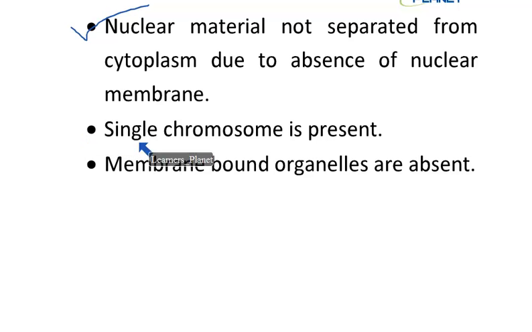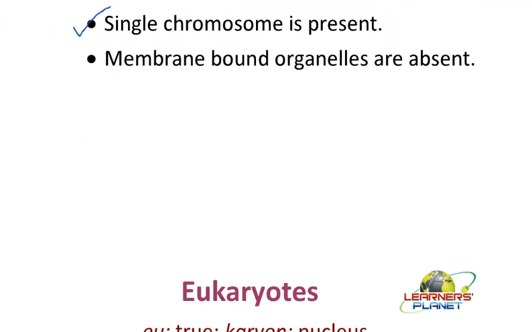Further, in the case of prokaryotic cells, only a single chromosome is present. What do you mean by a single chromosome? You must have studied that in human beings there are 46 chromosomes, or we can say 23 pairs of chromosomes. That means in the higher organisms, the number of chromosomes is always more than 1. We have just given one example here: Drosophila. It contains 4 pairs of chromosomes. There are so many different organisms in which the number of chromosomes varies.